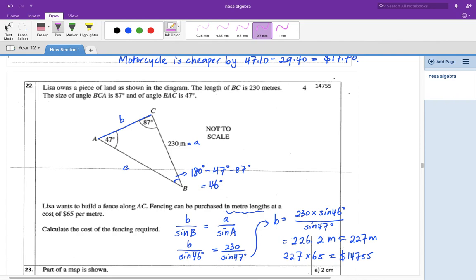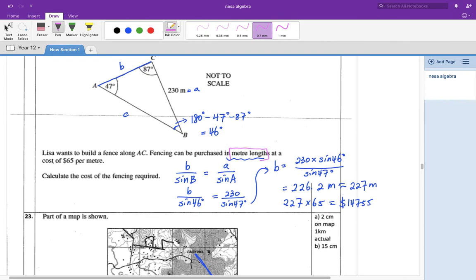226.2 meters. The reason I'm rounding it up to 227 here is because it says fencing can only be purchased in meter lengths. So if you need 226.2, you need to buy 227, or else they can't give you the 0.2 meters. They only sell in whole meters. So I need 227 meters of fencing when I purchase it, and it's 65 per meter. So you times them together.